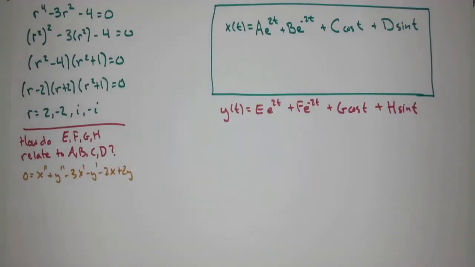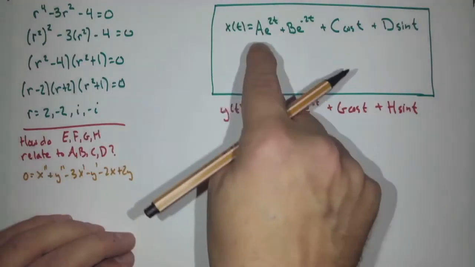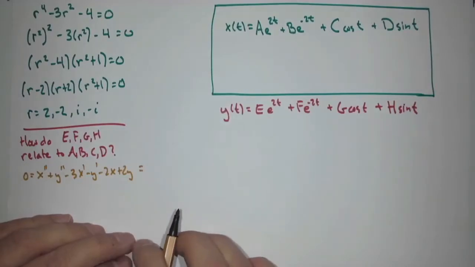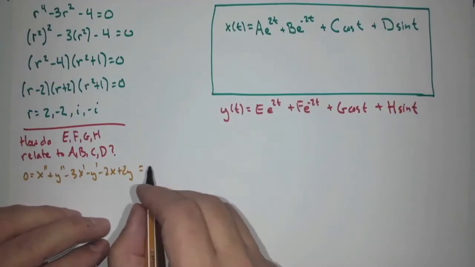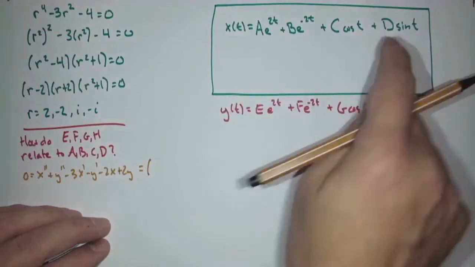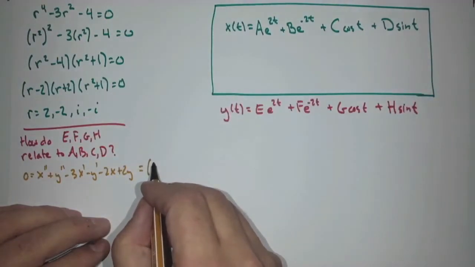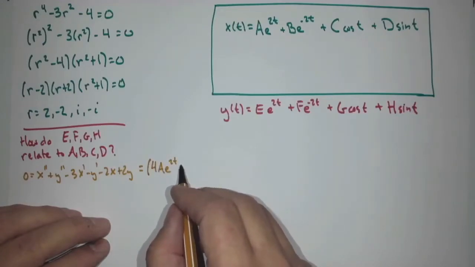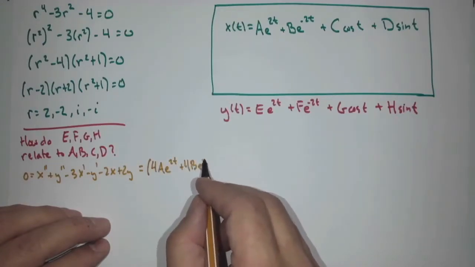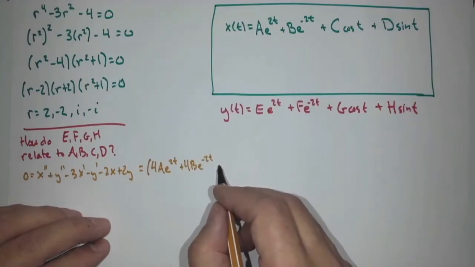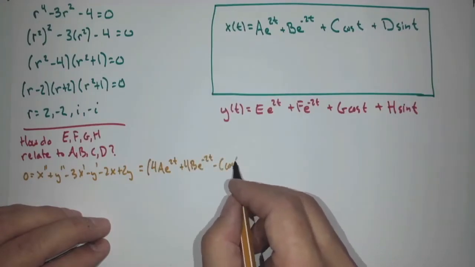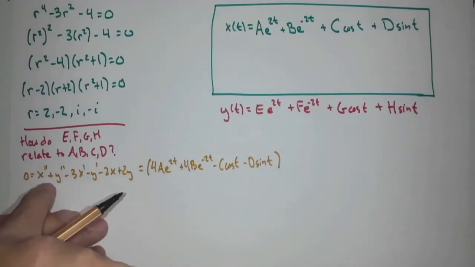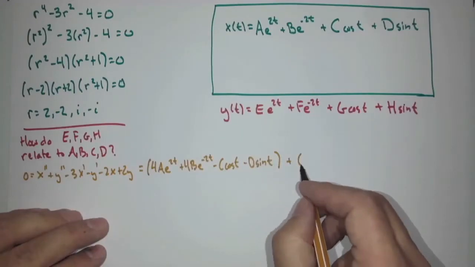So here we go. We're going to put in, because we know what x looks like and we know what y looks like. What is x double prime? Can you do that in your head? Second derivative of this? 4a e to the 2t. Good. Next term? Plus 4b e to the minus 2t. Good. Minus c cosine t. Good. Minus d sine t. Okay, that's x double prime.